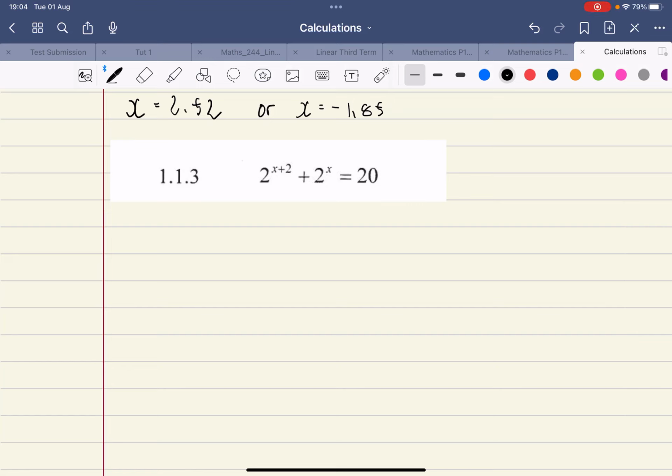Question 1.1.3, solving for x. And we have now 2 to the x plus 2 plus 2 to the x equals 20. Now we want to solve for x. And immediately it doesn't look very obvious what we must do.